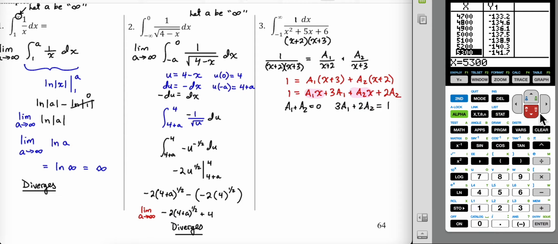All right, a sub 1 and a sub 2 are opposites, so I'll say a sub 1 is equal to negative a sub 2, which allows a substitution here. 3 times negative a sub 2 plus 2a sub 2 is equal to 1. Negative 3a sub 2 plus 2a sub 2 is equal to 1. That's going to give me negative a sub 2 is equal to 1, which means a sub 2 is equal to negative 1, which means a sub 1 is equal to a positive 1 because they're opposites.